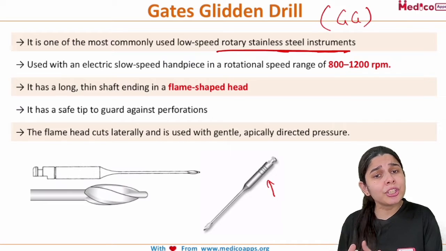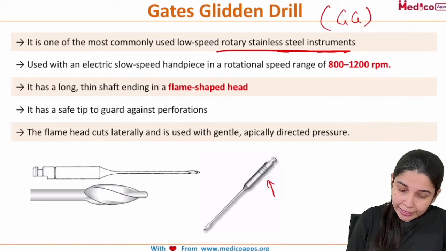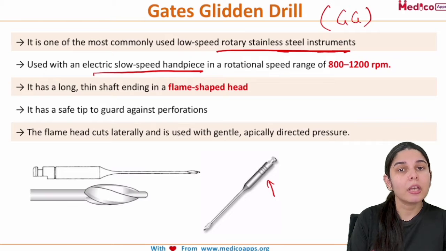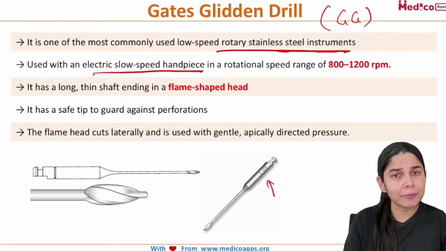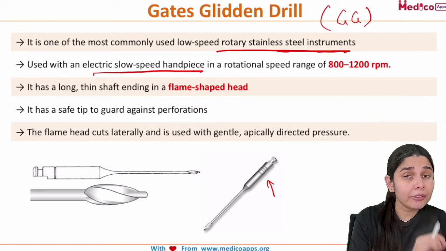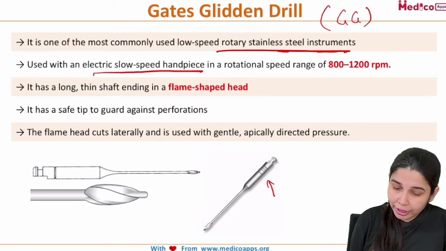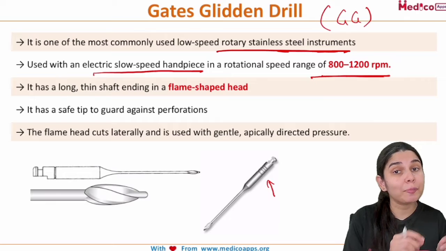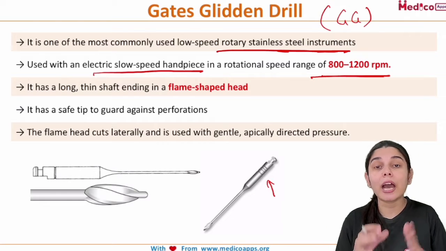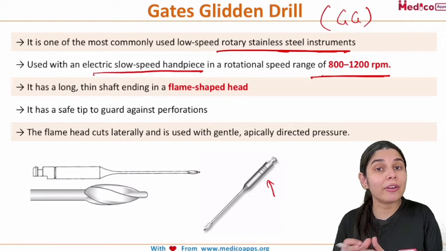Now, this GG drill is used with an electric slow speed handpiece, especially a contra angle handpiece. And what is the rotational speed of that electric slow speed handpiece? The rotational speed of that slow speed electric handpiece is around 800 to 1200 RPM.